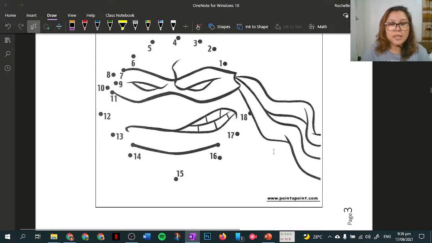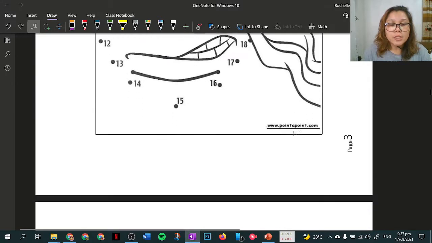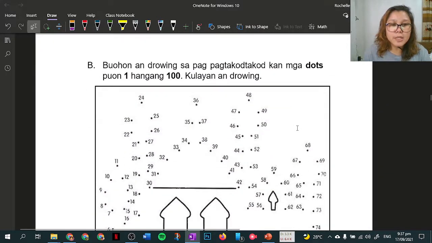Okay, and then pause muna so that you can finish page 3, or you let me finish the video first before you can spend much time connecting the dots on this page. And then when you're done, there is another part B, buohon ang drawing sa pagtatakod-takod kan mga dots on 1 hanggang 100, kulayan ang drawing.